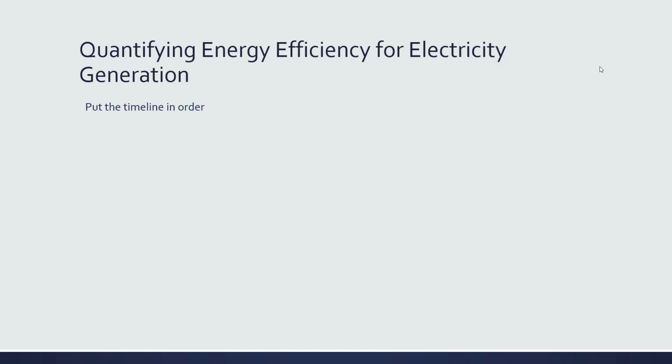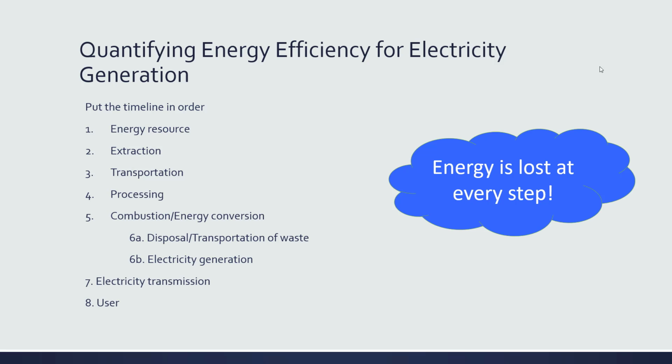Okay, so I've already put this timeline in order. The reason this is important is this first thing. Energy is lost at every step. So just because you are like, haha, bituminous coal, it doesn't mean that 100% of that energy that's in the coal is going to end up charging your phone. What that tells you is that these processes are also incredibly inefficient.